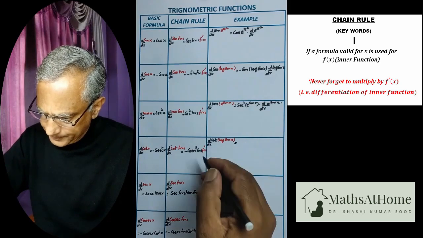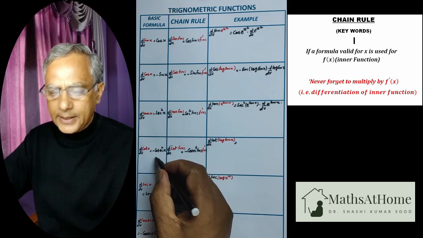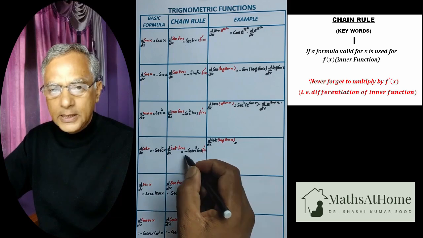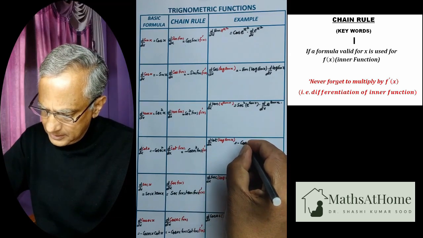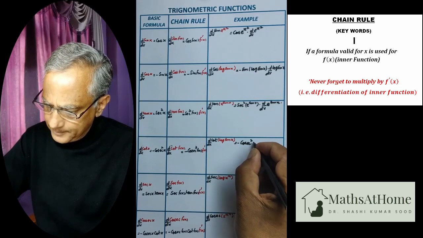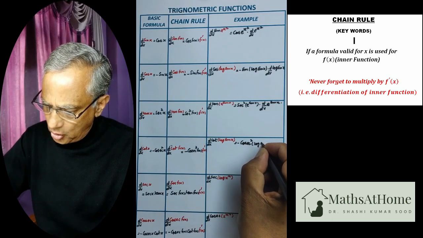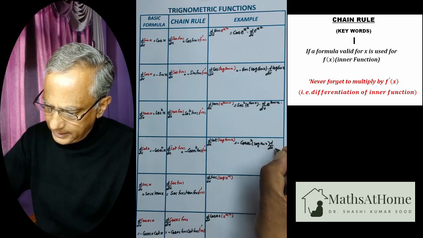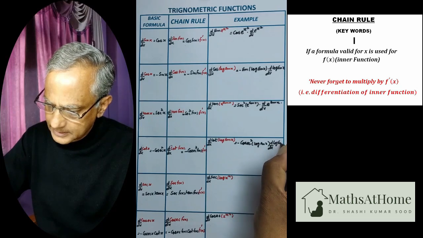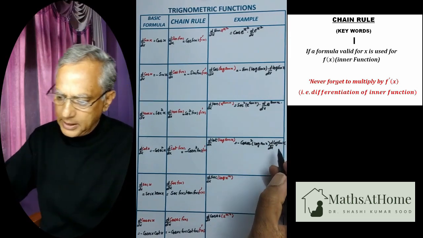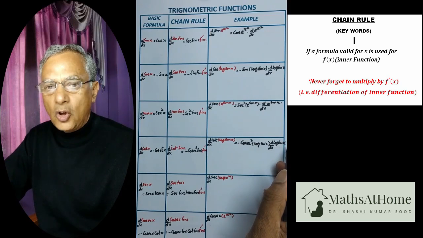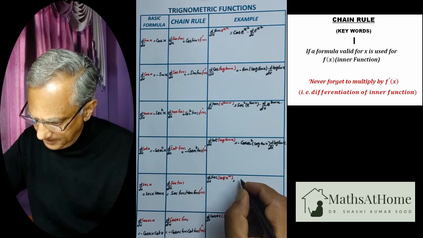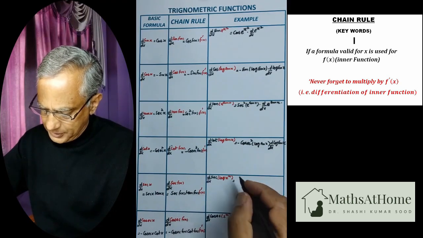And here it will be d by dx of cotangent x. Differentiation of cotangent fx is minus cosecant square fx and differentiation of inner function. So this will be minus cosecant square fx, where fx is log sine x, into d by dx of log sine x, the differentiation of the inner function. Here it will be differentiation of secant, which is secant x tangent x.